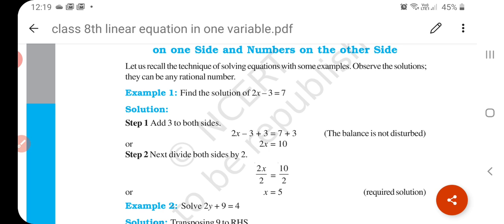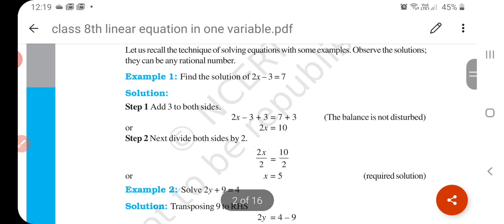Understand? For a linear equation, you can do the following operations. Add the same number to both sides of the equation. Subtract the same number from both sides of the equation. Multiply both sides by the same non-zero number and divide both sides by the same non-zero number. Understand? So this way you have balanced the equation.